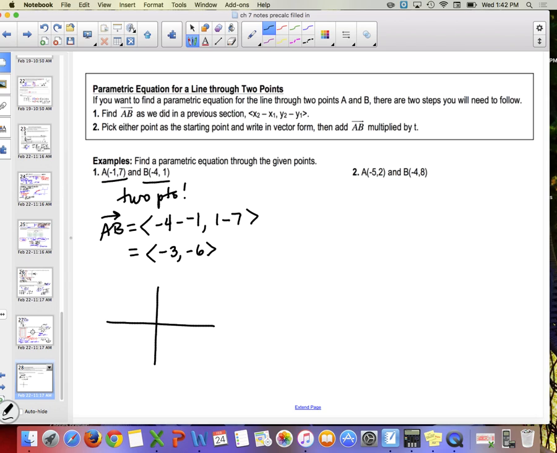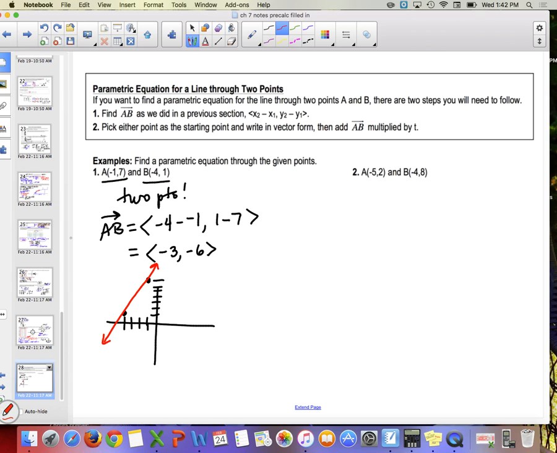Okay. Well, not our starting point. Then we're going to pick either one as the starting point. So let me draw it out. So we have -1, 7, and -4, 1, and we're trying to find the equation of this line in parametric form.